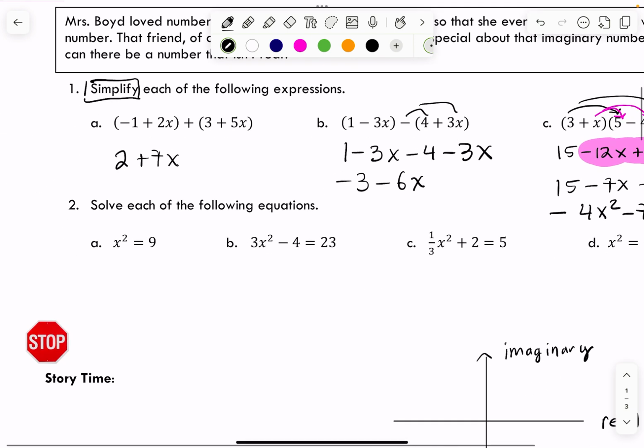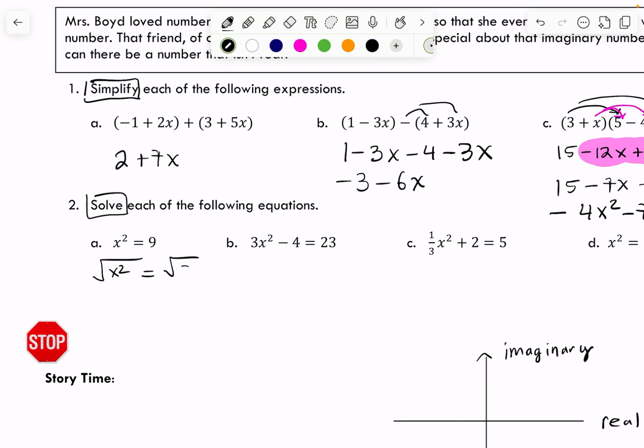All right, next set of instructions say solve. So here solving means we're going to get x by itself. Since I have a square, I'm going to take the square root on both sides. And when we take the square root, it's plus or minus 3. And you're done with that problem.